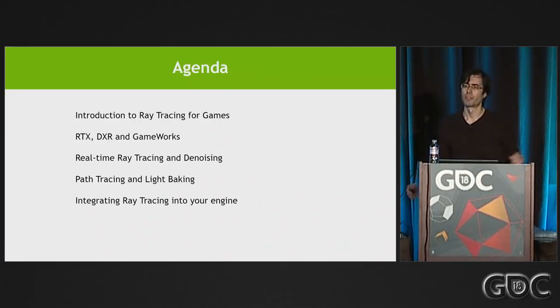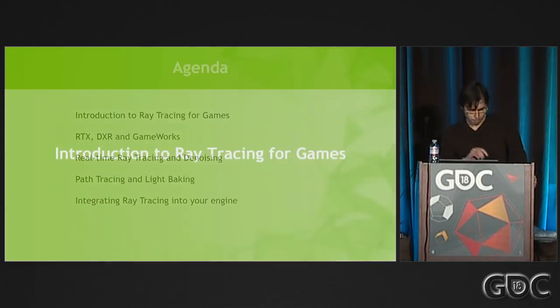Here's a brief agenda of what we are going to be talking about today. We want to give you first a brief overview or introduction to ray tracing for games with RTX and DirectX ray tracing, and also GameWorks technology, GameWorks ray tracing technology that we've been working on. We'll be going into some of the details of this technology and telling you more about how we combine ray tracing with real-time denoising. And we will also talk about other things you can do with ray tracing, such as path tracing and light baking. And finally, to close, we will give you some tips on integrating ray tracing into your engine with this technology.